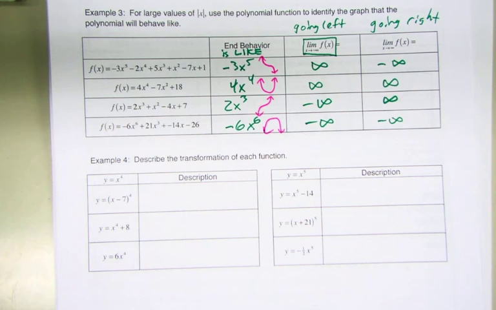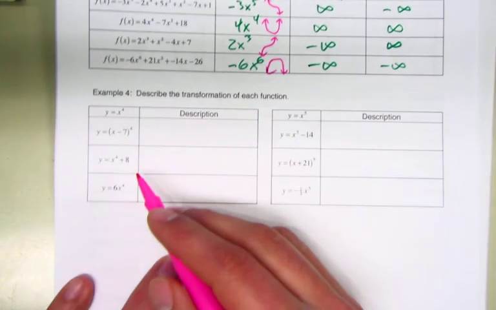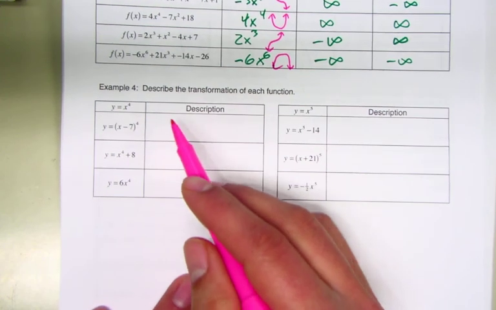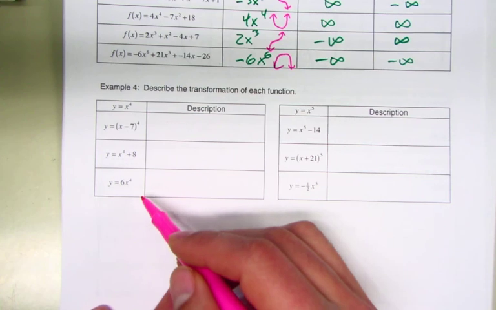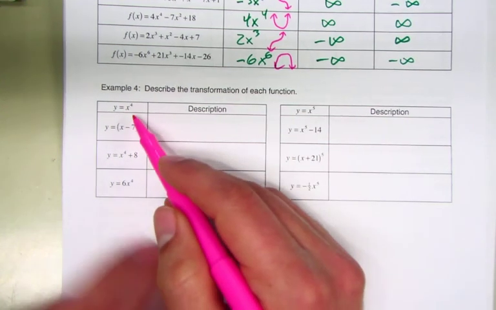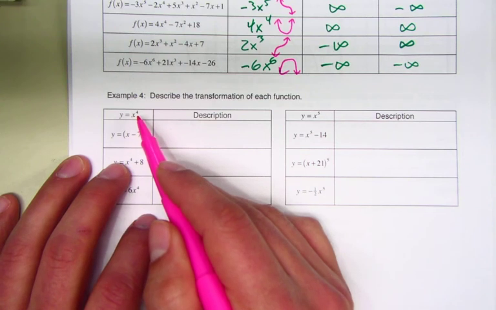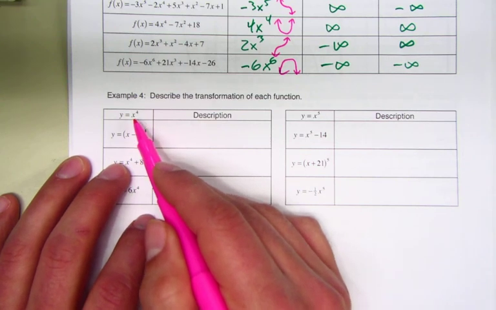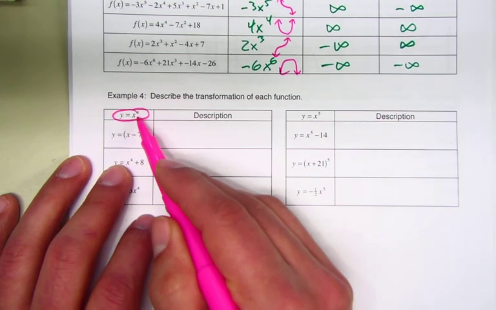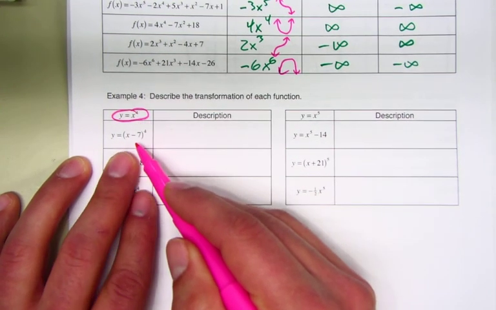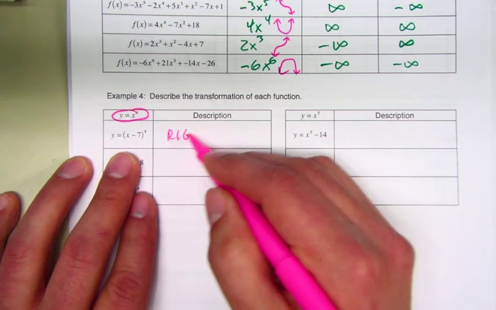Okay. All right. So for this one, this is just a review of what we did a couple weeks ago. Remember the shifting and all that stuff? So all they're doing is giving you a slightly different parent function. We were used to doing it with x squared or square root of x or x cubed, right? Here they're saying, well, what happens if it's x to the 4 and then inside I have a minus 7? What is that going to do? It's going to go right 7. Very good.